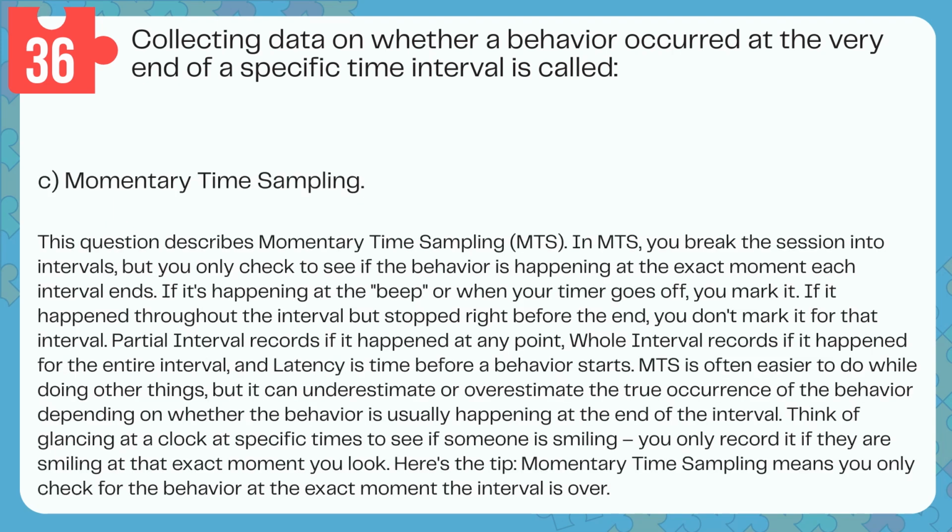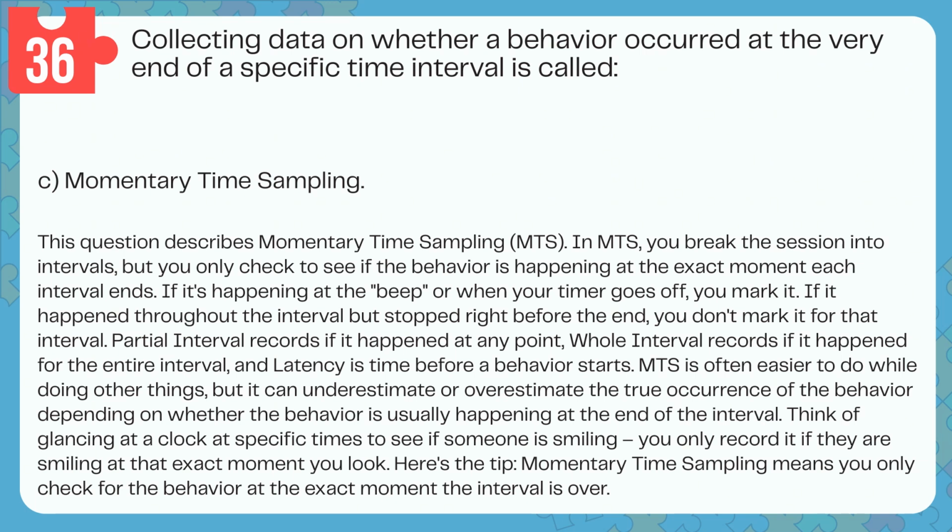Answer C. Momentary time sampling. This question describes momentary time sampling, MTS. In MTS, you break the session into intervals, but you only check to see if the behavior is happening at the exact moment each interval ends. If it's happening at the beep or when your timer goes off, you mark it. If it happened throughout the interval, but stopped right before the end, you don't mark it for that interval.